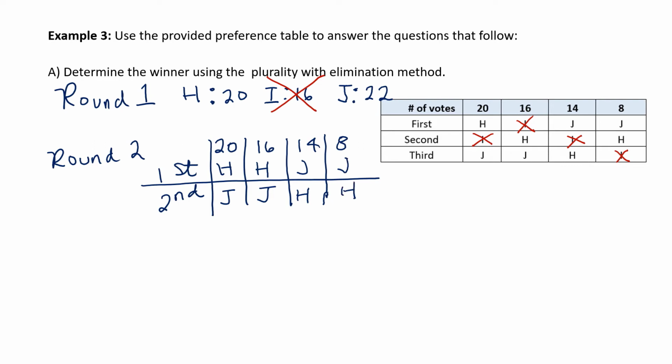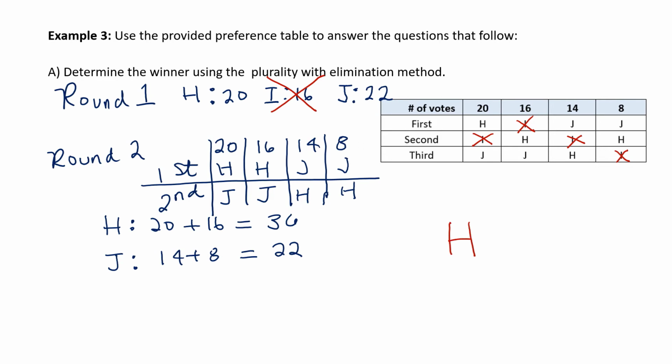Let's count the votes. In the first place, H has 20 plus 16, so that's 36. And in the first place, J has 14 plus 8, and that's 22. So in the plurality with elimination, the winner is H.